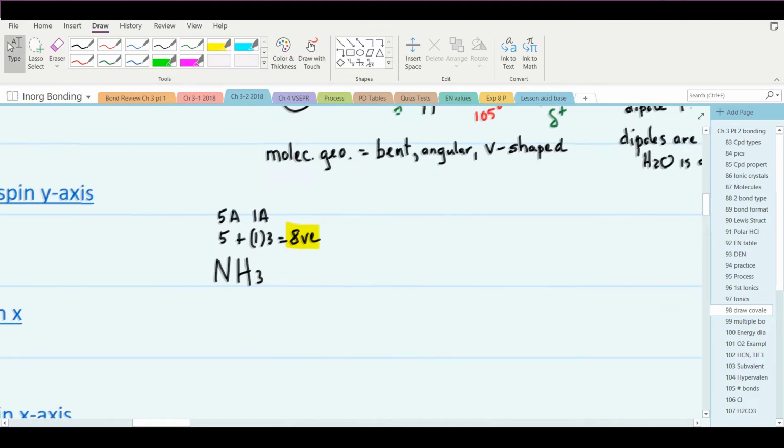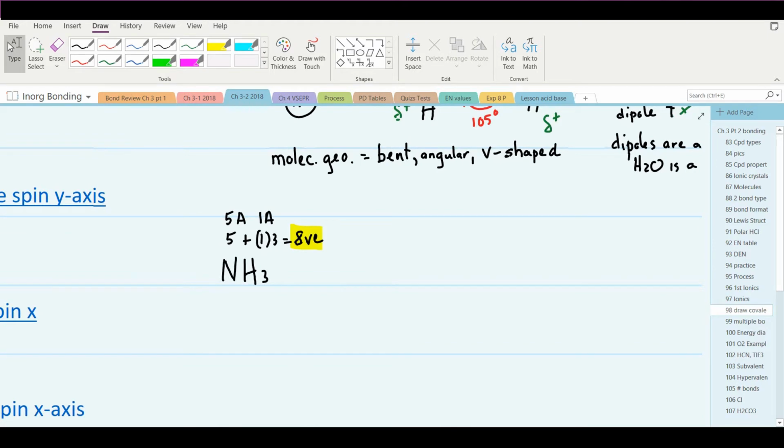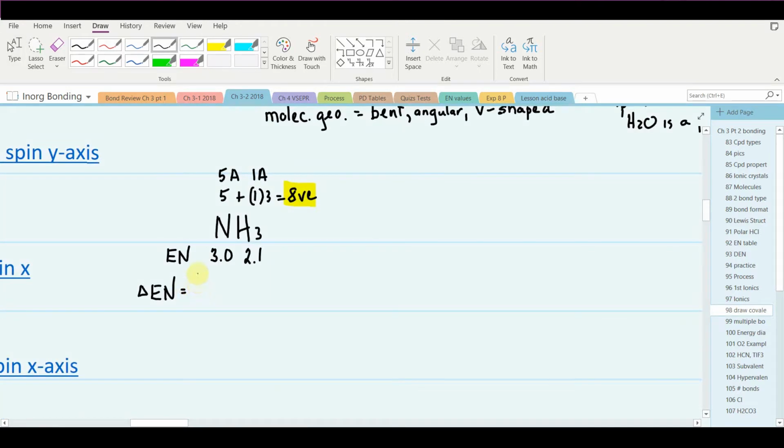Now how is that connected together? Well, once again, all of the group 1A elements, hydrogen, lithium, sodium, potassium, can only be terminal atoms in any structure. So we'll calculate the difference in electronegativity. Electronegativity of nitrogen is 3.0, hydrogen is 2.1. The difference in electronegativity will be 3.0 minus 2.1, which is 0.9, and that is polar covalent.